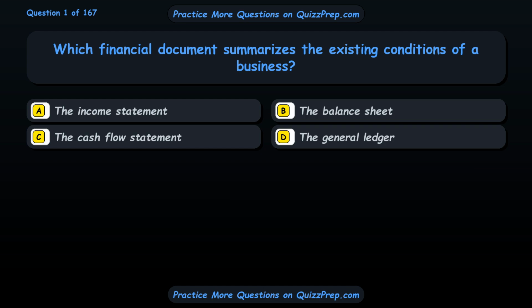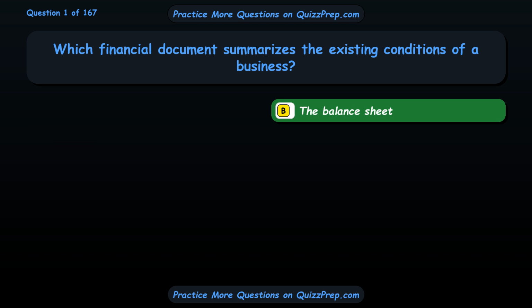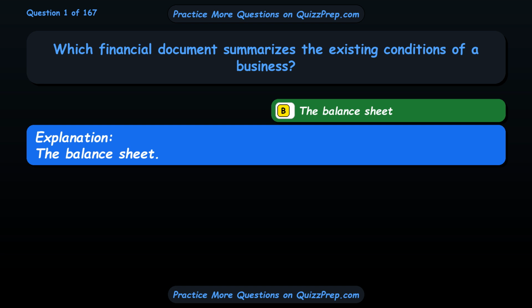Question 1. Which financial document summarizes the existing conditions of a business? Option A, the income statement. Option B, the balance sheet. Option C, the cash flow statement. Option D, the general ledger. The correct answer is option B, the balance sheet.